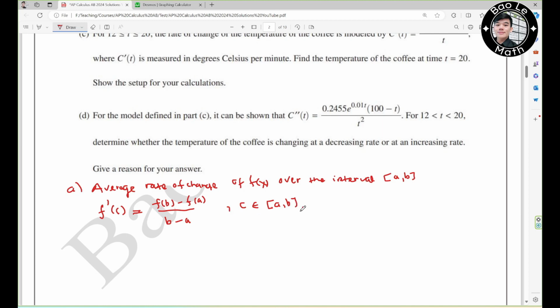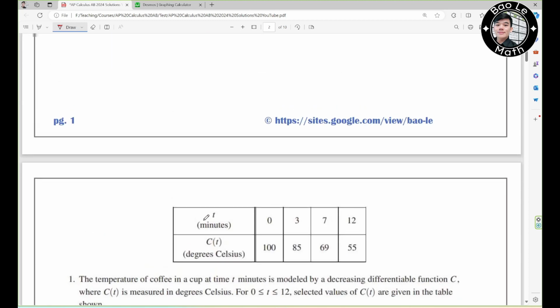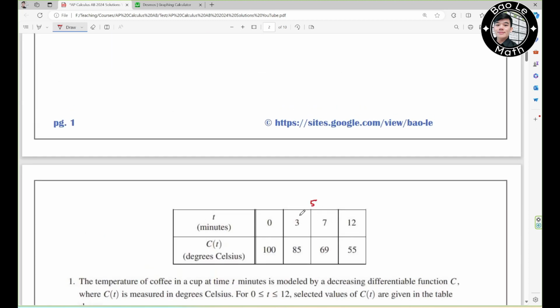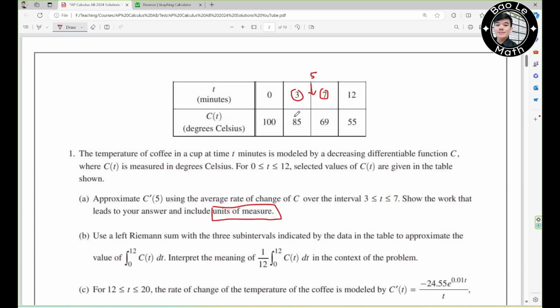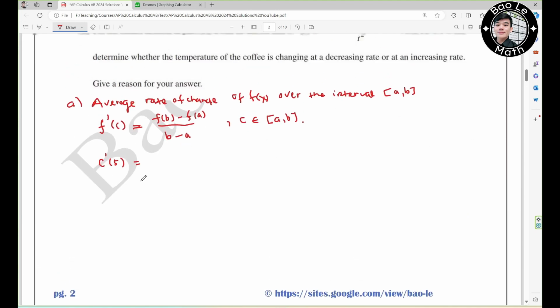Alright, so now we have the interval 3, 7, right? So we have C prime of 5 equals, now 5 is in the interval 3, 7. C of 3 is 85, C of 7 is 69. So we substitute over here: C of 7 minus C of 3 over 7 minus 3.